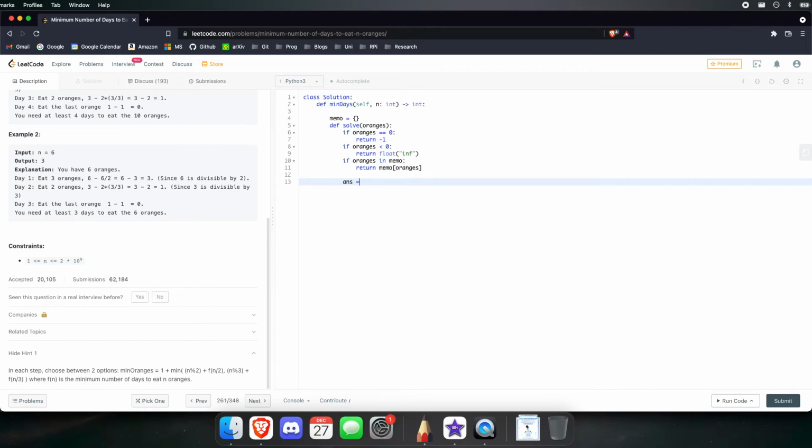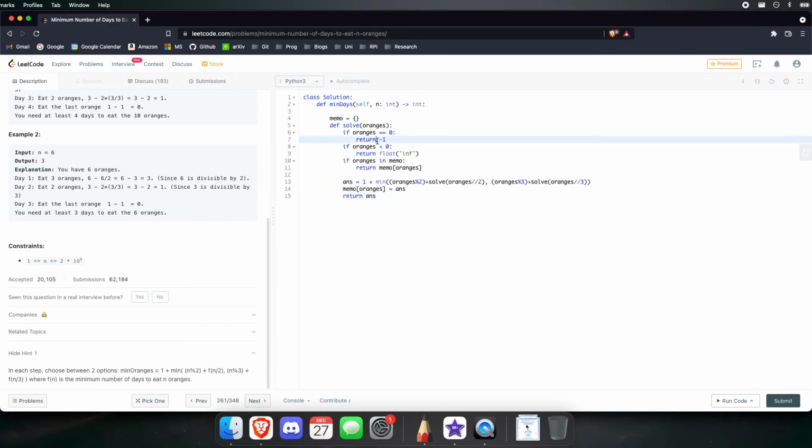Now let's set answer equal to 1 plus the minimum of oranges modulo 2 plus solve of oranges divided by 2, and then oranges modulo 3 plus solve of oranges divided by 3. Let's also add this to our memoization table, and let's return answer.